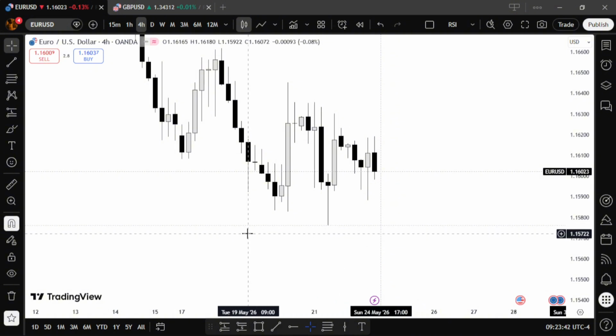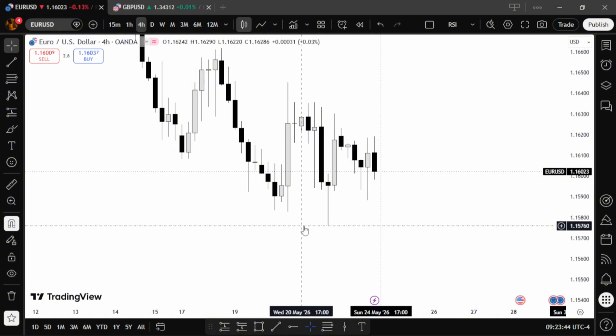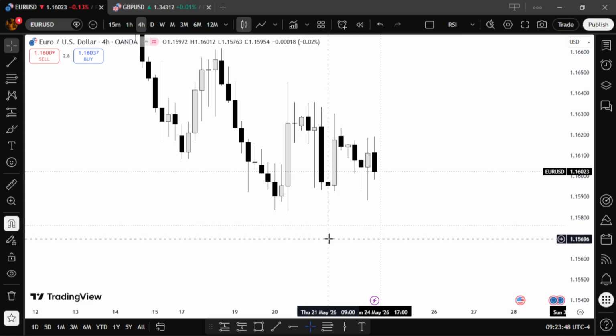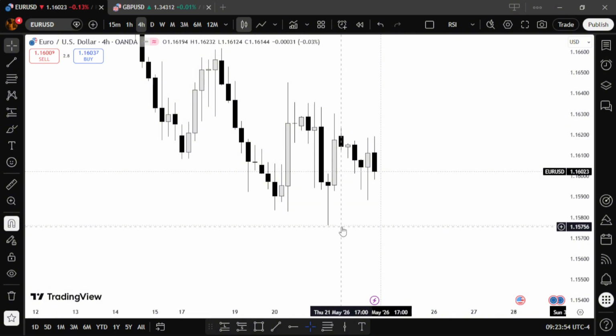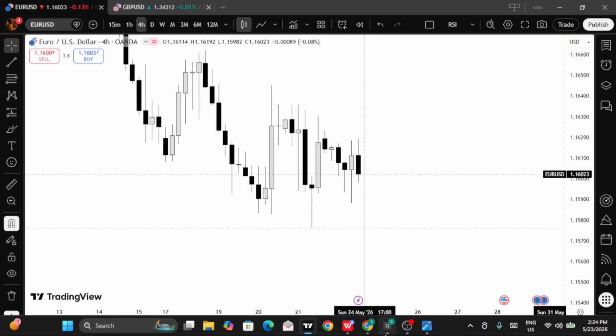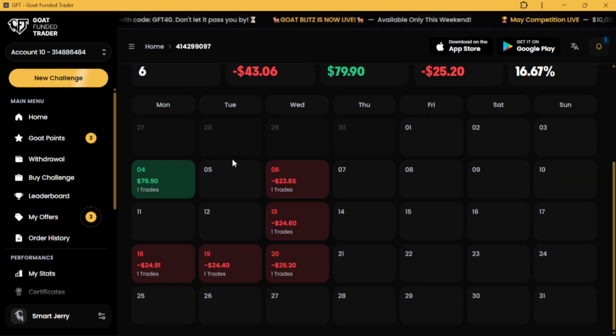Discipline is tested when you're on losing streaks, not on winning streaks. It's also tested on winning streaks, but it's more tested on losing streaks when you are down emotionally and everywhere, but then you still choose to follow your rule.